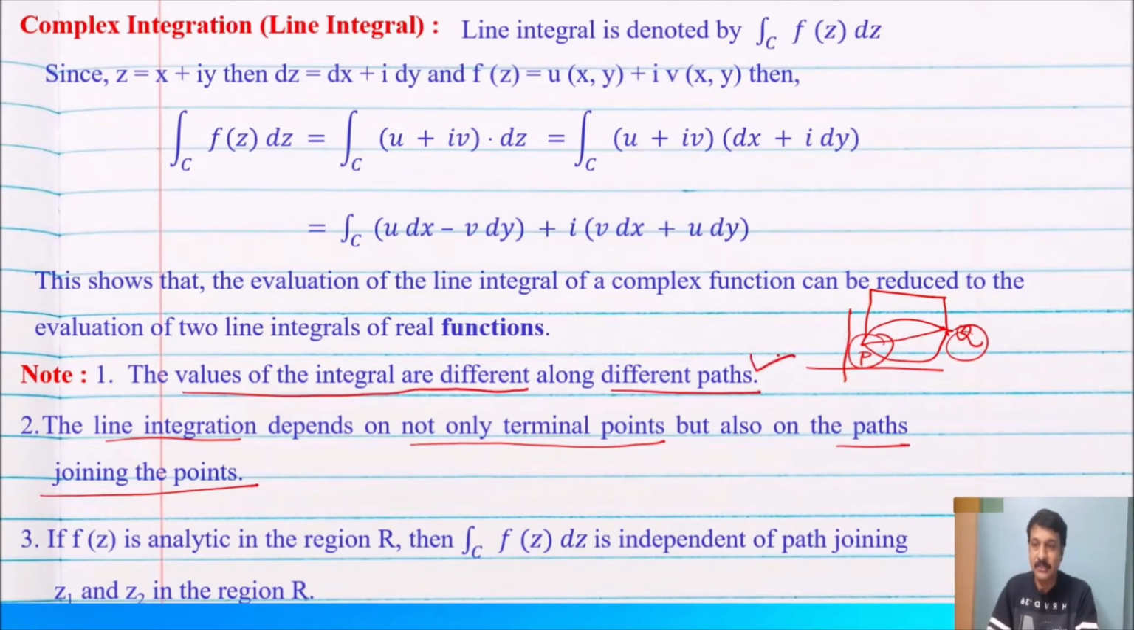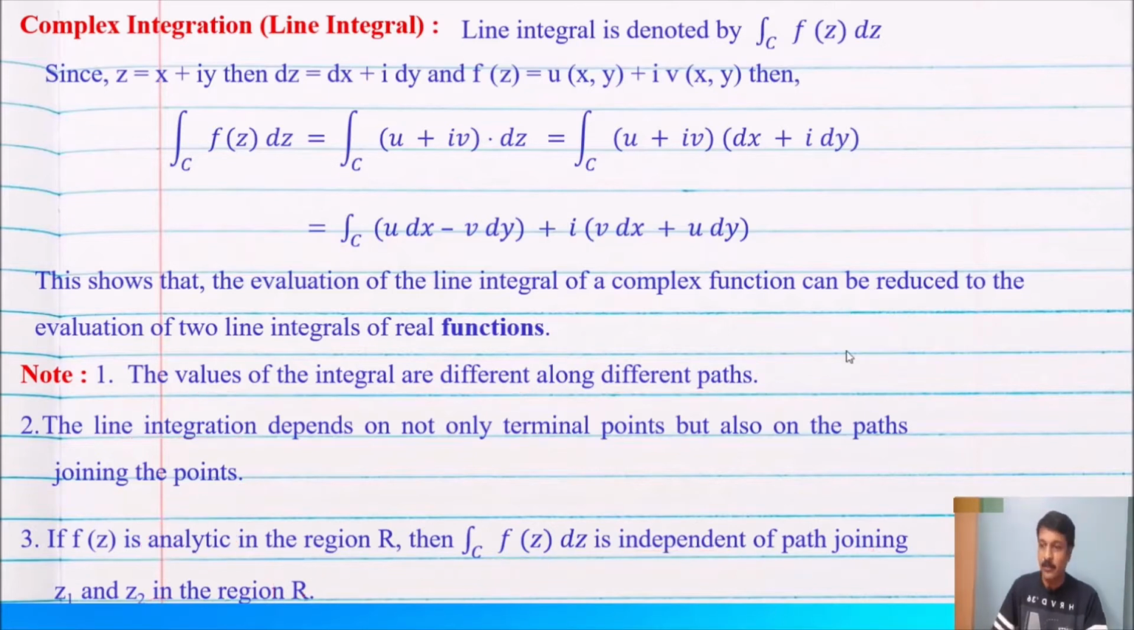That you must remember. If f of z is analytic in the region R, then integration over C f of z dz is independent of the path joining z1, z2 in the region R. Only if f of z is analytic is this integration independent of the path joining z1, z2 in the region R. What is the meaning of this? If it is not analytic, then the integral values are different along different paths. But if the function is analytic, then this value is independent of path.